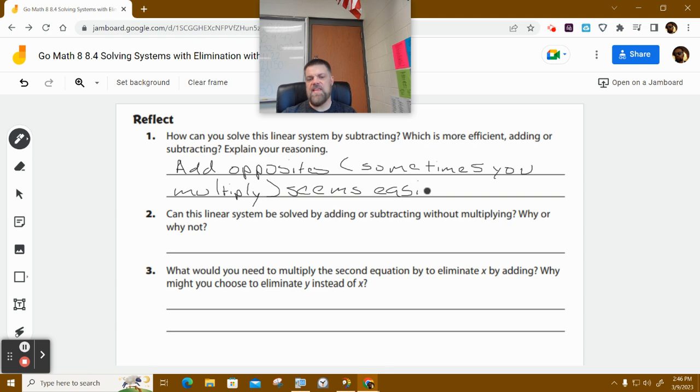For some kids, I think what happens when you subtract stuff, they forget to subtract the negative. So I just multiply by a negative number and then I add them up. Can this linear system be solved by adding or subtracting without multiplying? Not really. It doesn't eliminate, so just say, won't eliminate a variable.